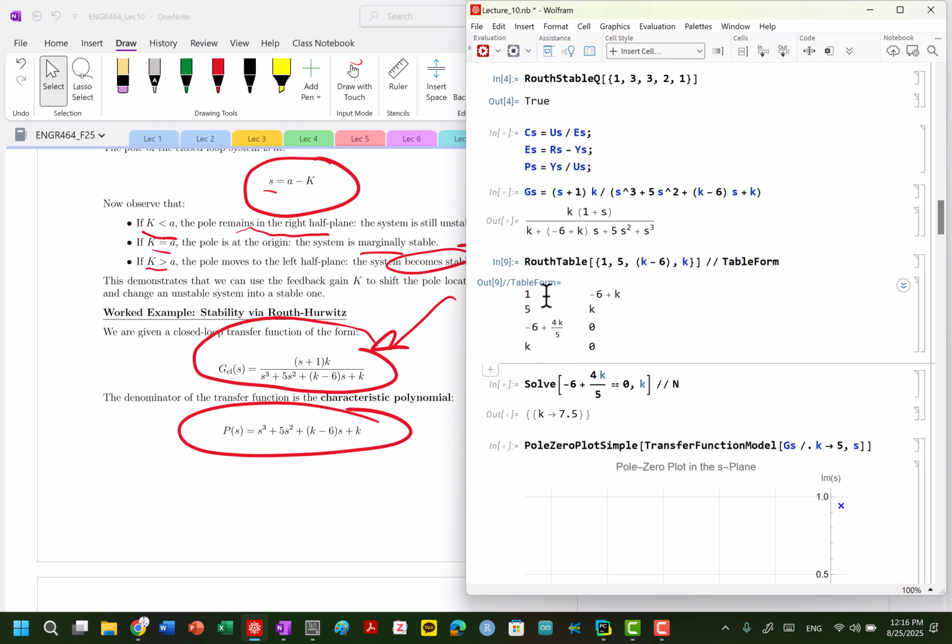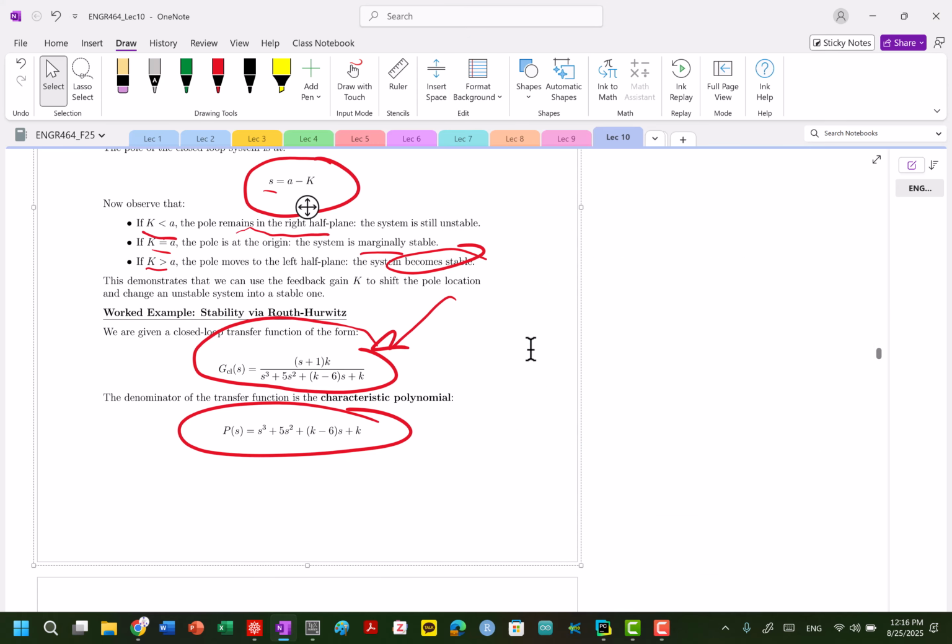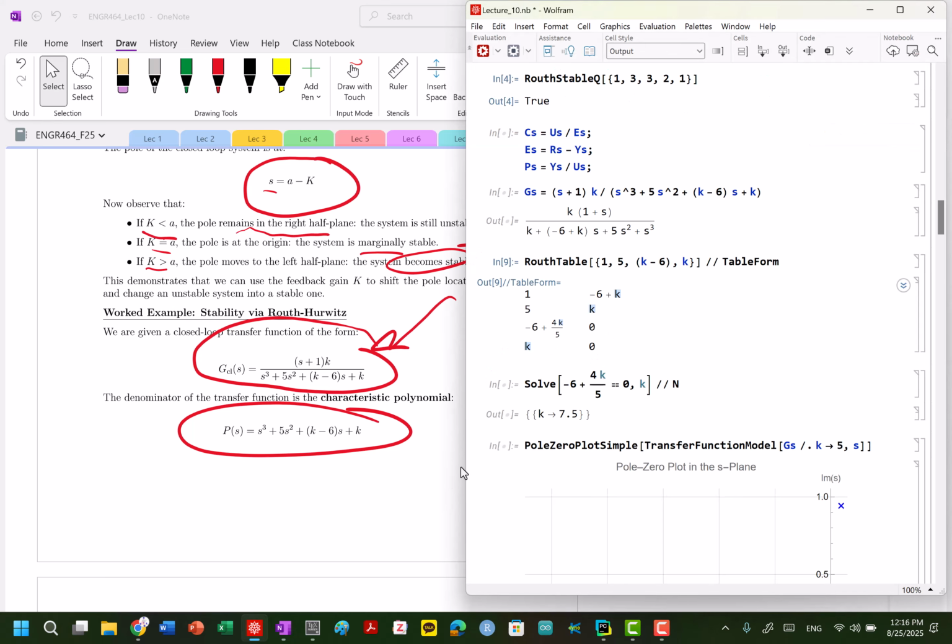So our Routh-Hurwitz table becomes this, and now we have some conditions. We know that the values in this first column must be positive. So I need to make sure, for example, at the bottom here, this one's pretty easy, k has to be greater than 0. So that's already one bound. We also see that in here, k has to be greater than 7.5, to keep this positive.